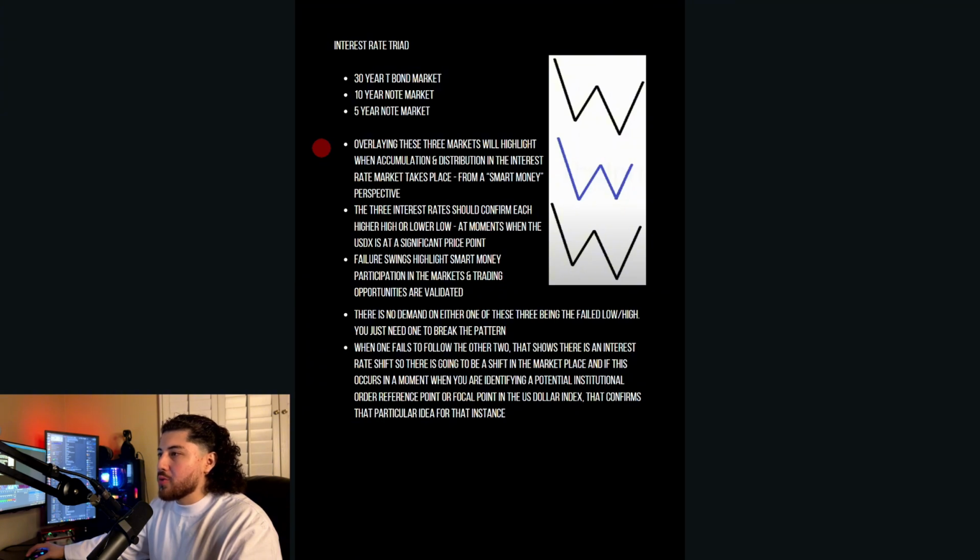At moments when the USDX is at a significant price point, failure swings highlight smart money participation in the markets, and trading opportunities are validated. There is no demand on either one of these three being the failed low or high. You just need one to break the pattern. When one fails to follow the other two, that shows there is an interest rate shift, so there's going to be a shift in the marketplace. And if this occurs in a moment when you are identifying a potential institutional order reference point or focal point in the US dollar index, that confirms that particular idea for that instance.